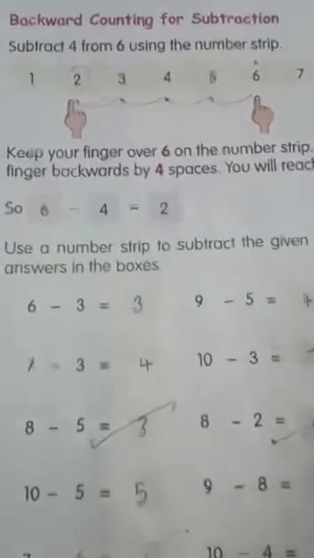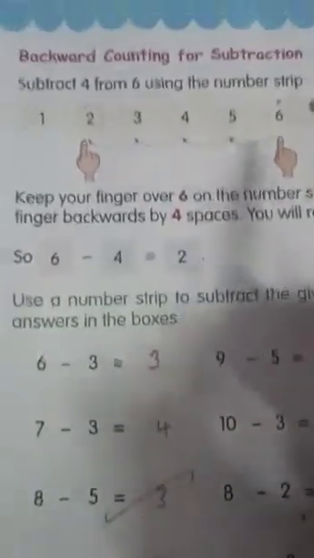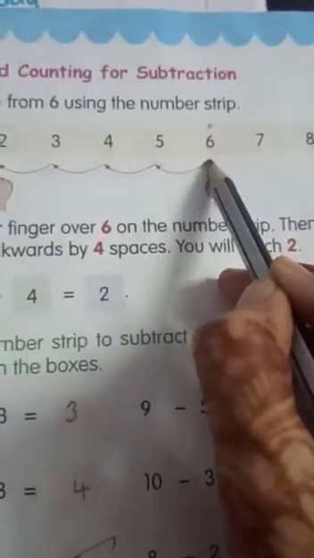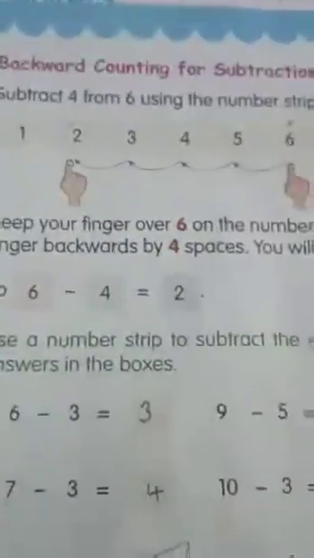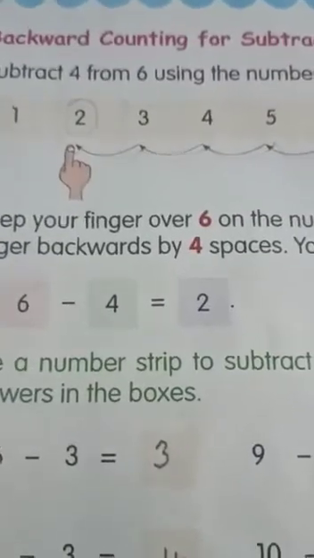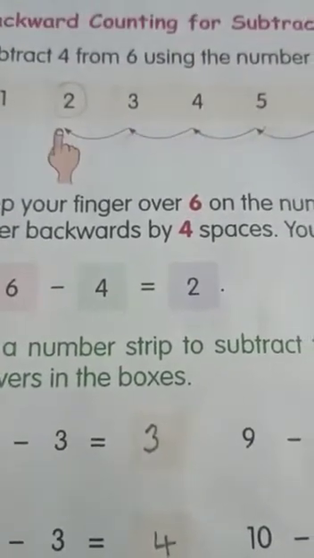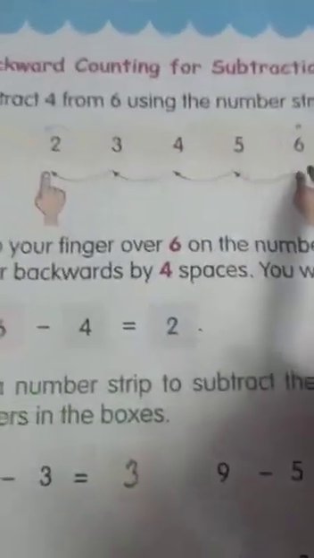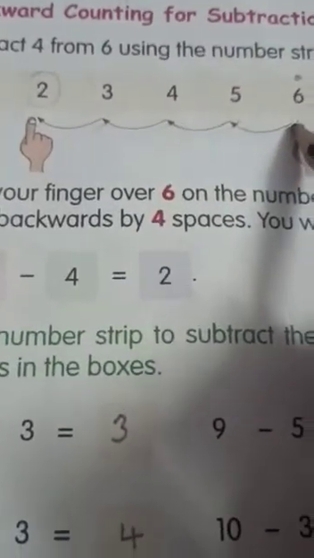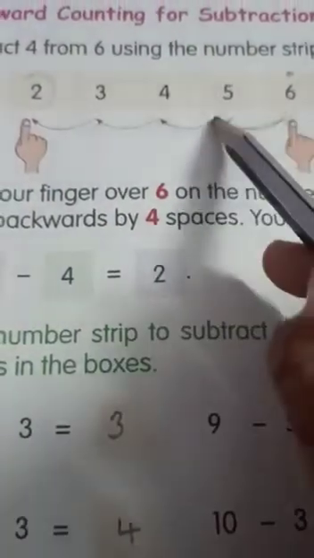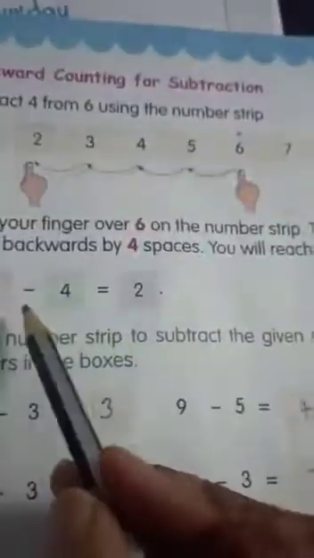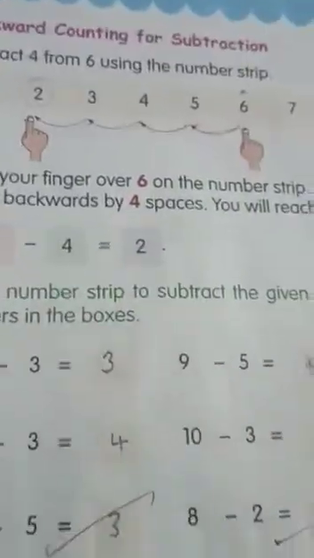Next, backward counting for subtraction. This is also just like subtraction on a number line. See, put a mark on 6, then take jumps. However many we have to subtract, that many jumps you have to take. Here we have to subtract 4 from 6. So first we put a mark on 6 and then we go 4 steps backward. 1, 2, 3, 4. So we took 4 backward jumps. So 6 minus 4 is equal to 2.